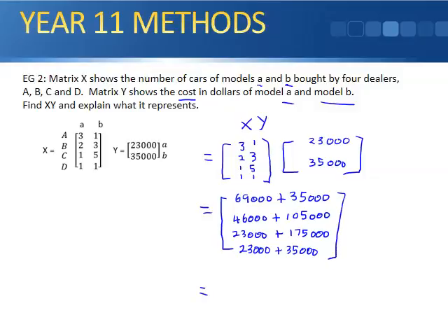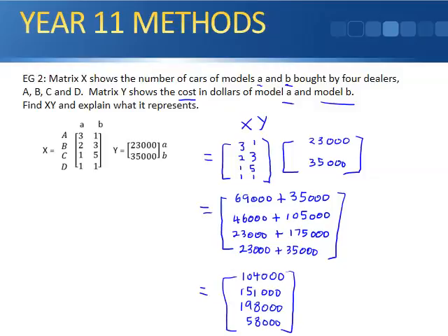Now when I actually add them together, I'll put the matrix brackets in a minute. I get 104,000. The next one is 151,000. The next one is 198,000. And the last one being 58,000. So we've worked out our XY.